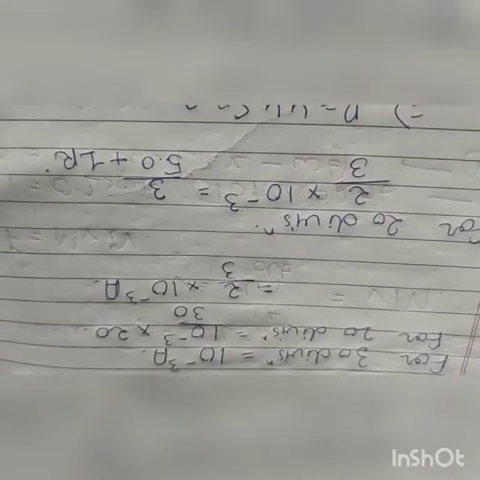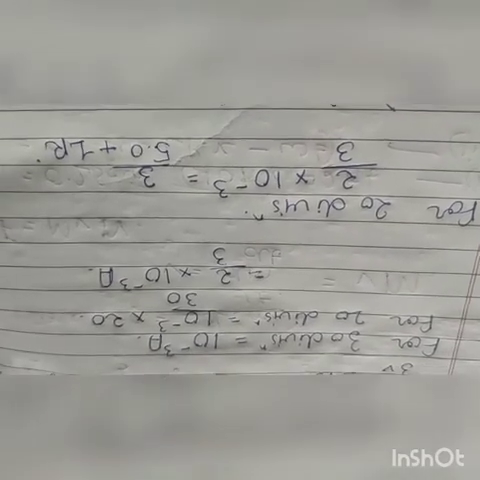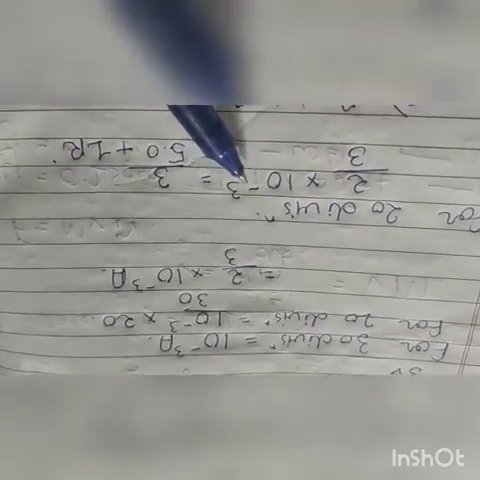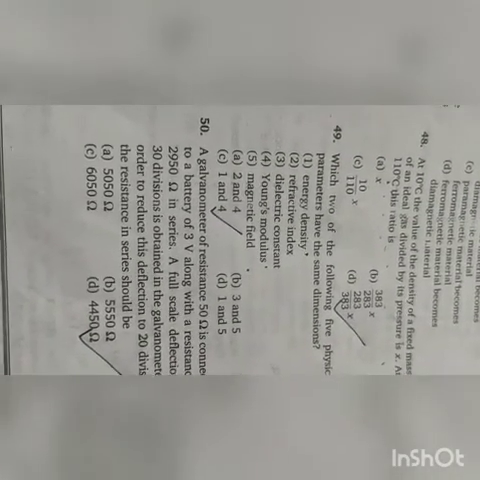So for 20 division, we also have to find the resistance. So 2 by 3 into 10 to the power minus 3 is equal to 3 by (50 plus R), since I is equal to V by R. So R comes out to be 4450 ohm. So here our correct option is 4450 ohm. So we have done the questions of 2008 physics.